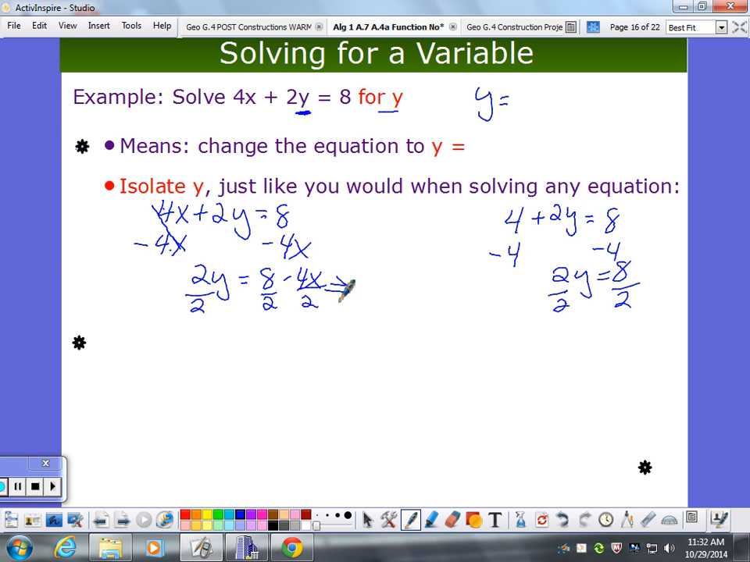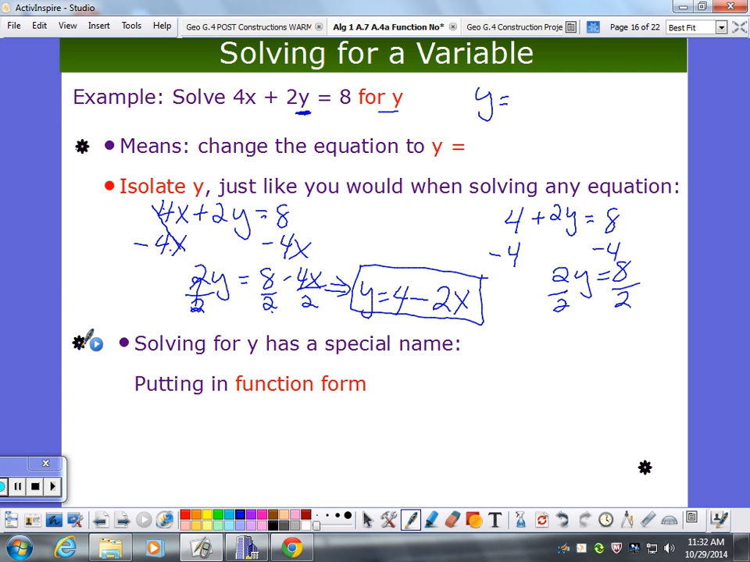So let's see what we got here. What's 2 over 2? So there's my y equals. What's 8 over 2? And what's that? Negative 4x over 2. Negative 2x. I've solved this equation for y. So you're doing all the steps you would do for numbers, except you've got other variables in here.